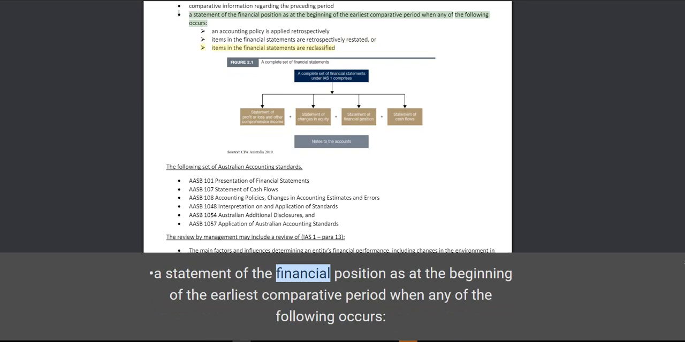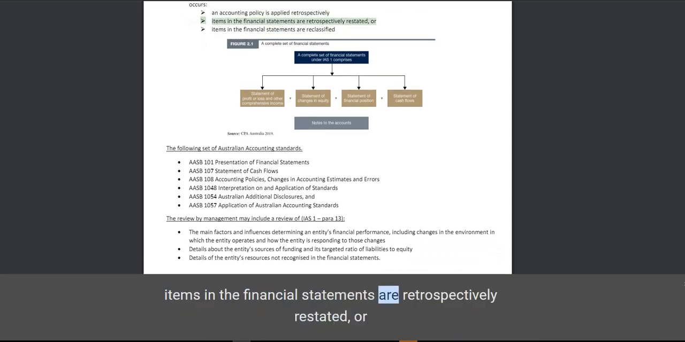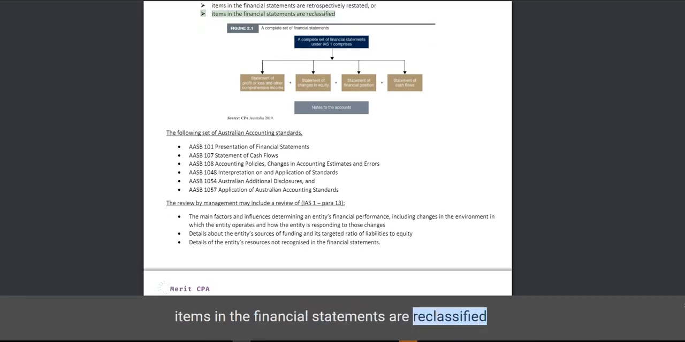A statement of the financial position as at the beginning of the earliest comparative period when any of the following occurs: an accounting policy is applied retrospectively, items in the financial statements are retrospectively restated, or items in the financial statements are reclassified.